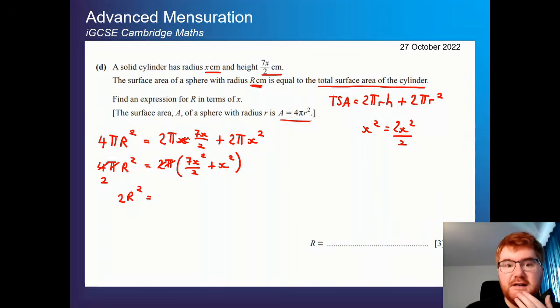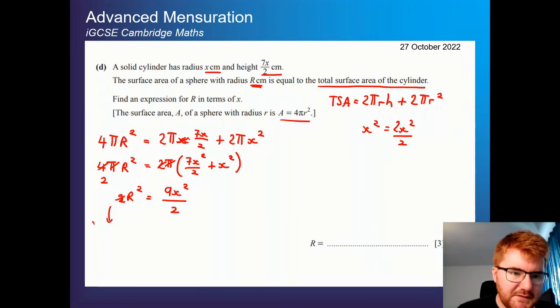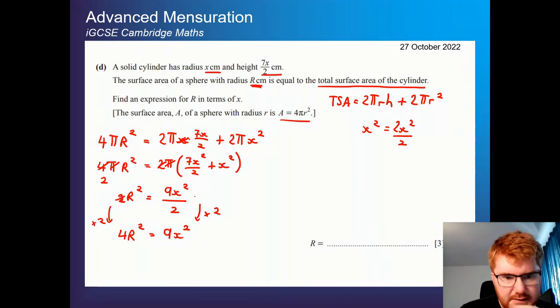is the same as 2x squared over 2. So you unsimplify it. If we add those together, 7x squared over 2 plus 2x squared over 2 is 9x squared over 2. And at this point, these 2's cancel, which is very helpful. No, don't cancel, sorry. So you get 2 here, so we just times by 2 on both sides. That gives us then 4r squared equals 9x squared.